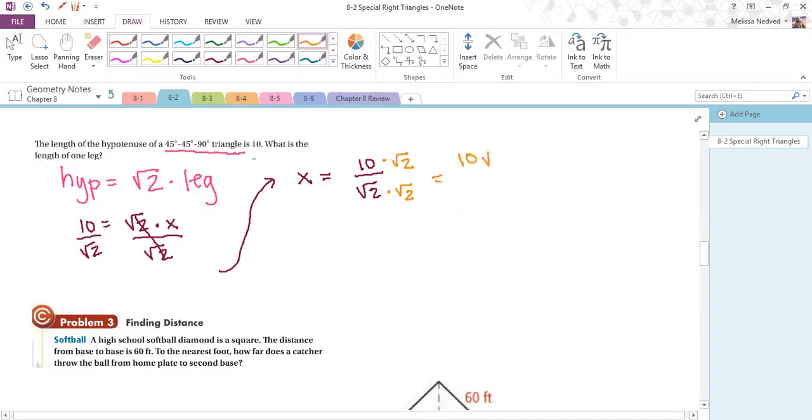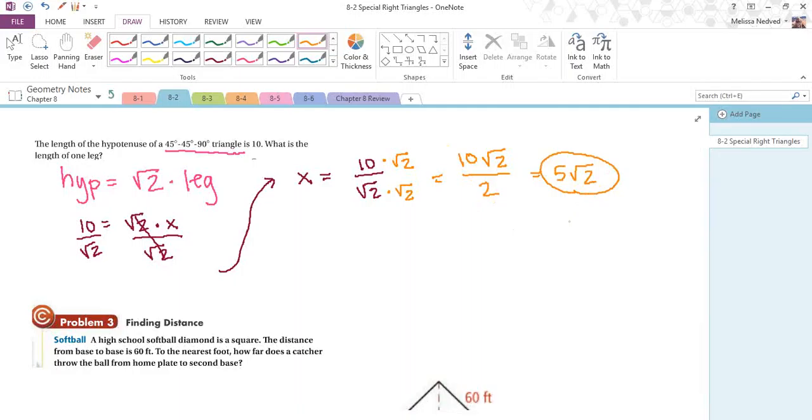My numerator becomes 10 root 2 over square root of 2 times square root of 2 is 2. And that last step is to simplify those integer values if you can. 10 divided by 2 is 5 square root of 2. So my missing leg in this case is 5 root 2.